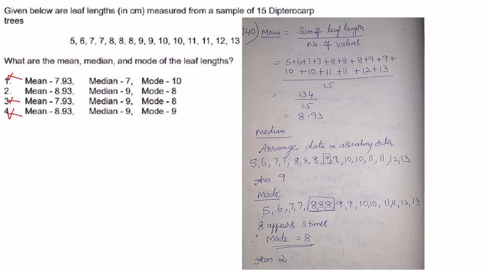Then mode is the value that appears most frequently. Again you arrange them in ascending order and find which value is more frequent. It is 8. The values 7, 9, 10, 11 all appear only twice. 5, 6, 12, 13 appear only once. So which appears the most number of times? 8. So mode is 8, that makes option 4 gone. For mode 9 they have mentioned. So the answer is option 2: 8.93, 9 and 8.